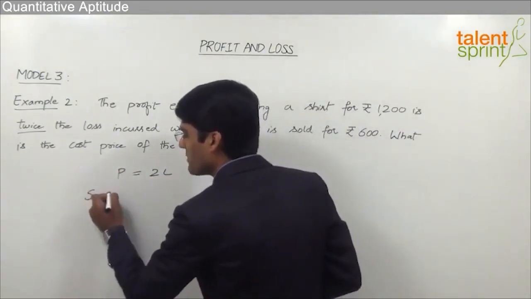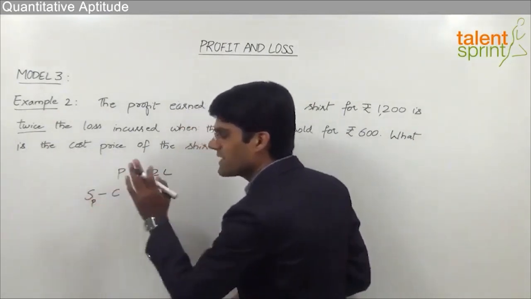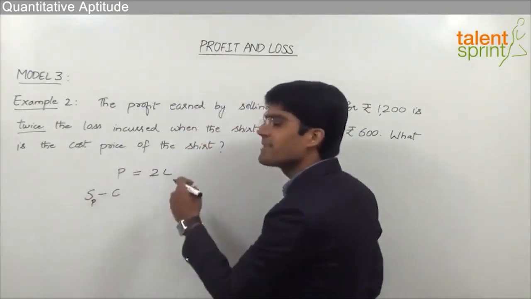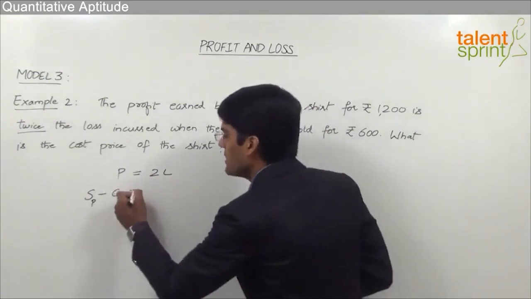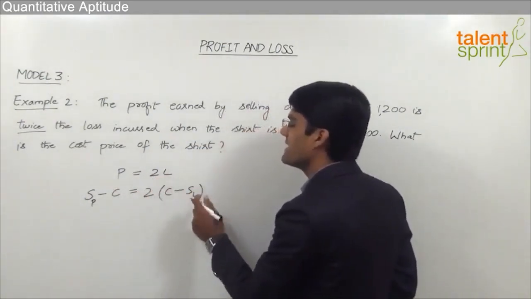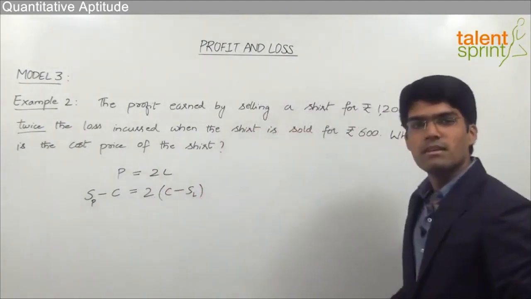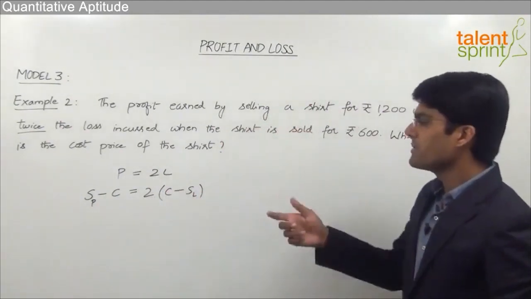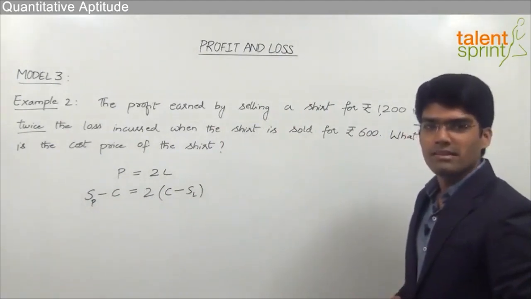Now going by the same concept, we know that profit is equal to twice the loss. Profit is nothing but S minus C, and let us take it as selling price for profit because the two selling prices are going to be different. So this should be equal to twice the loss. Loss is C minus S, and let us take it as SL to differentiate from the selling price for profit. Now by substituting the values here, we can find out the required answer.